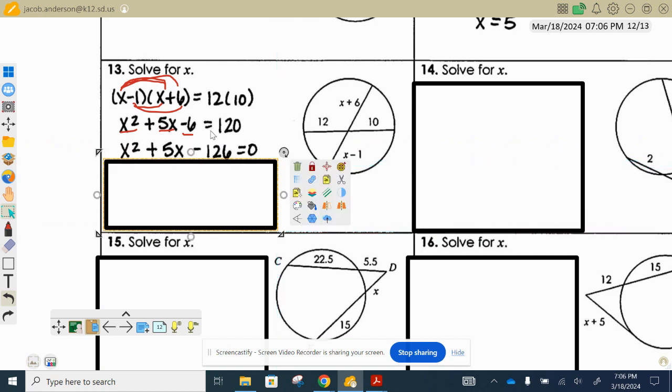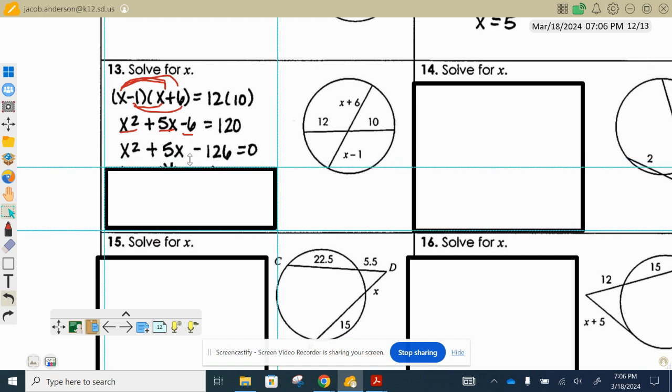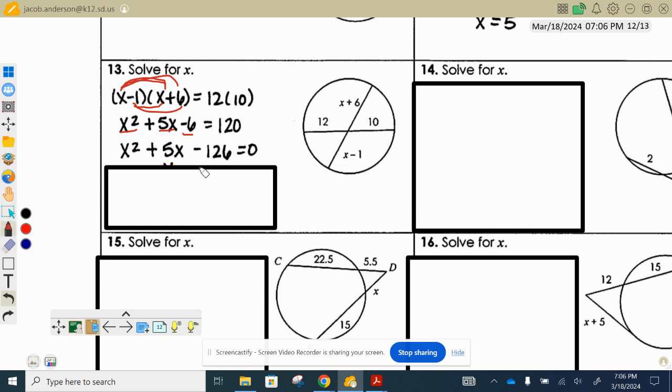Continuing with this question, now we have to factor, but we can't factor until we get everything to one side. So I'm going to subtract the 120 over and get 0 by itself. We're going to see how much you guys can do with factoring while I'm not around. This is going to be a test for you to see how we can do. Once I factor this, I'm looking for 2 numbers that multiply to give me negative 126, but add to give me 5. So let's pause the video for a second. I'm looking for 2 numbers that multiply to give me negative 126, but add to give me 5. Pause it and see if you can come up with those 2 numbers.